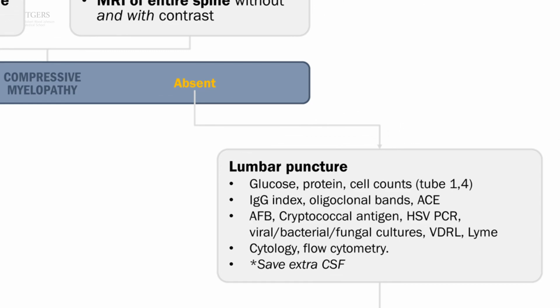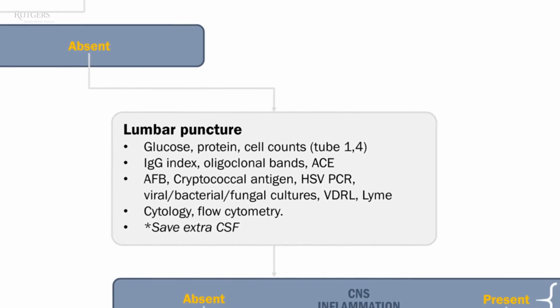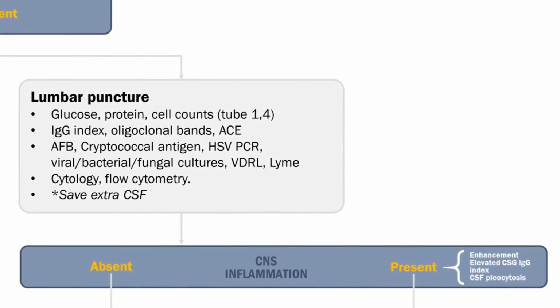As you can imagine, lumbar puncture is a relatively difficult test to get and usually uncomfortable for the patient. So when we do draw CSF, we send a laundry list of tests, including glucose, protein, and cell counts, usually in tubes 1 and 4, gram stain, acid-fast bacilli, fungal, viral, bacterial cultures, Lyme, VDRL, cytology, and flow cytometry. And we also always save extra CSF in case we need to test for zebra diagnoses. So why do we do a lumbar puncture? Well, to look for evidence of CNS inflammation, of course.